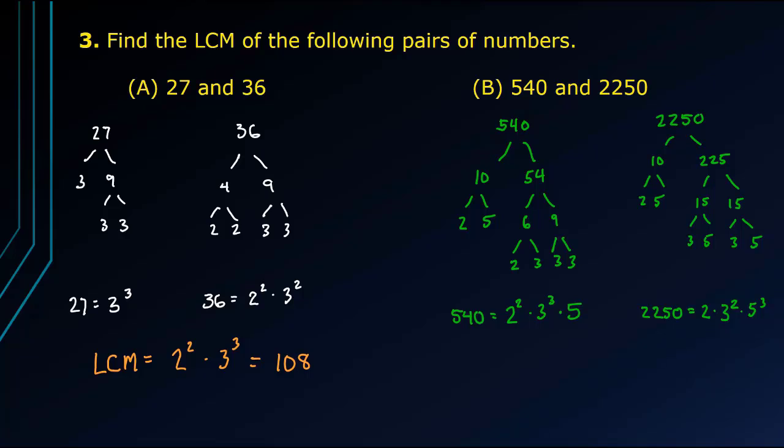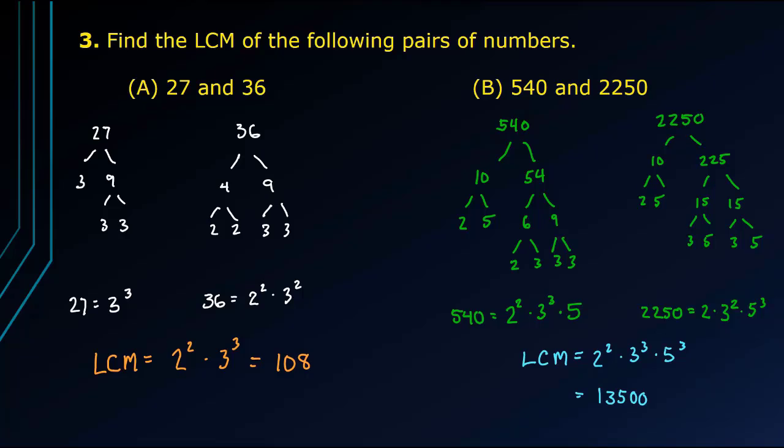This one has a 3 to the third power. This one has a 3 squared. The least common multiple is going to have the 3 cubed in there. And I have a 5 here and a 5 cubed. The least common multiple is going to have the higher exponent, so it's going to be 5 cubed. So the least common multiple is going to be 2 squared times 3 cubed times 5 cubed, which is 13,500.